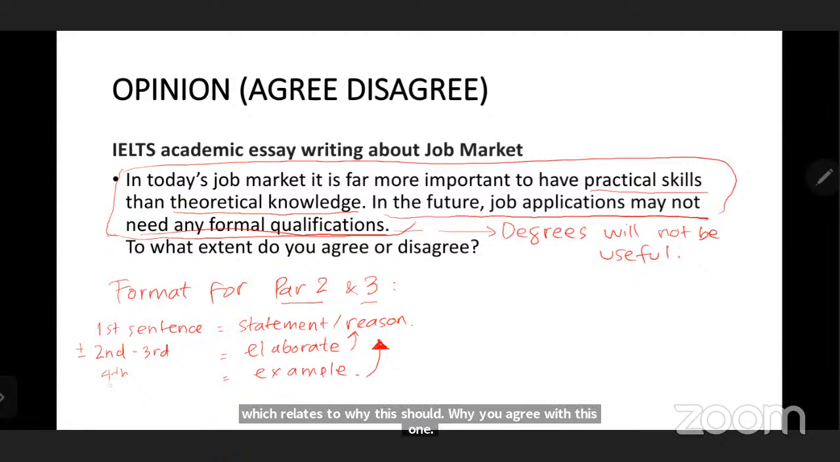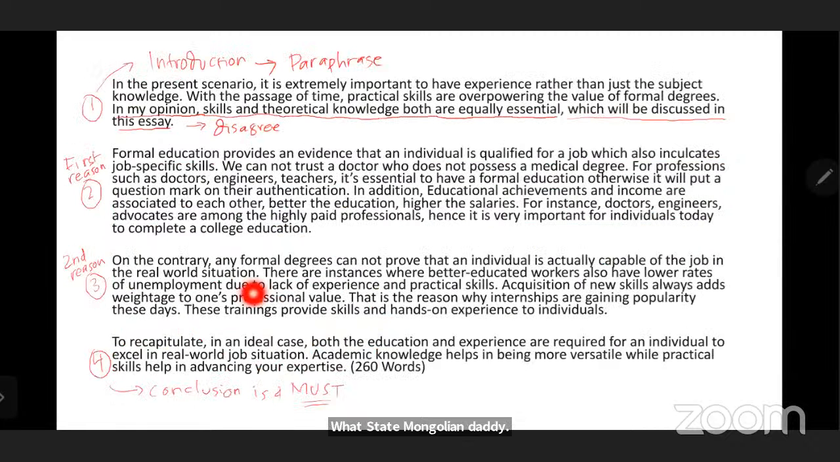Okay, so same format for paragraph 2 and 3. Remember, first sentence, always your statement, and the second and third, you elaborate, and then next you have to write your example to strengthen your statement, untuk memperkuat statement kalian tadi. Okay, and then in the fourth paragraph, you conclude from this one, and then you say again your stance, whether you agree or disagree.